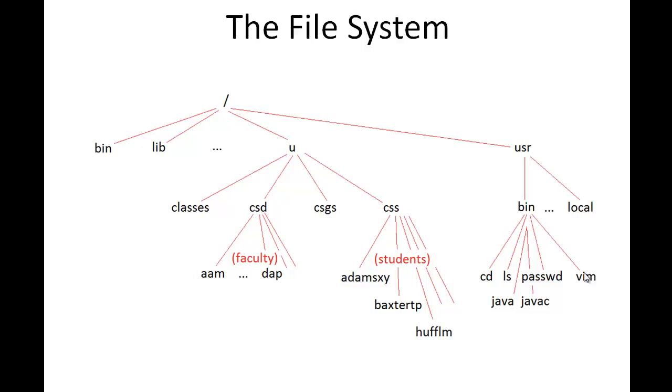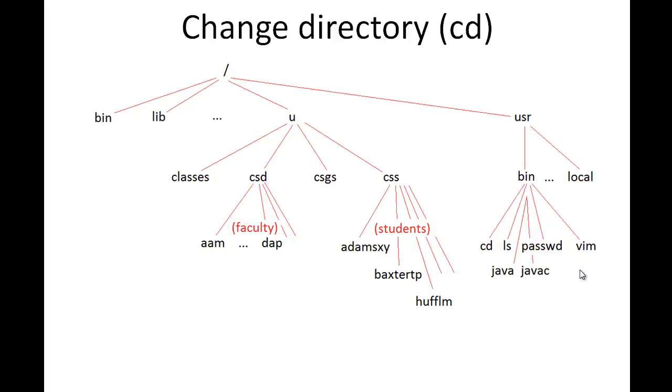This is just a very small glimpse into the file system of our student machine. There are many, many more directories, but I wanted to show you how the file system looks like a tree with the root at the top and all of the leaves down toward the bottom. The next command I want to show you is the CD or change directory command.